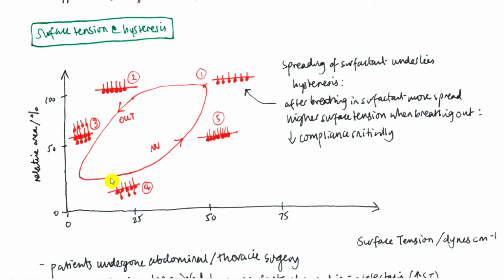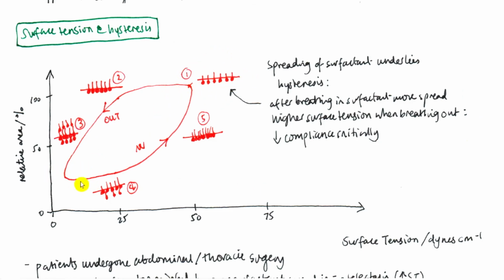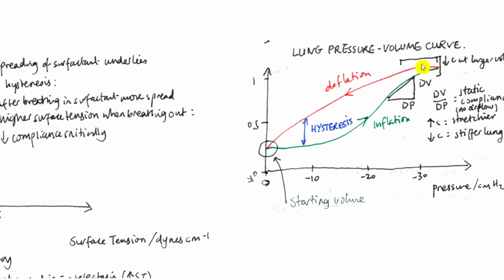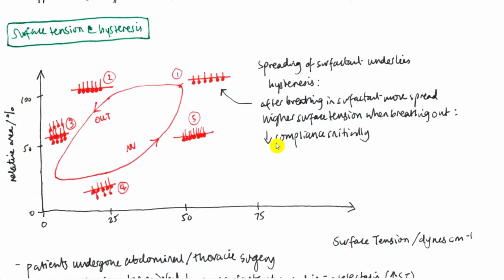And as we breathe in, the lung expands, and then these surfactant molecules spread out again, so we have the highest compliance here and the lowest compliance here. So you can see as we breathe in, the compliance decreases and makes the lung stiffer, and that means that as we breathe out, the surfactant molecules are a bit more spread out, so the lung is stiffer and the compliance is decreased initially.